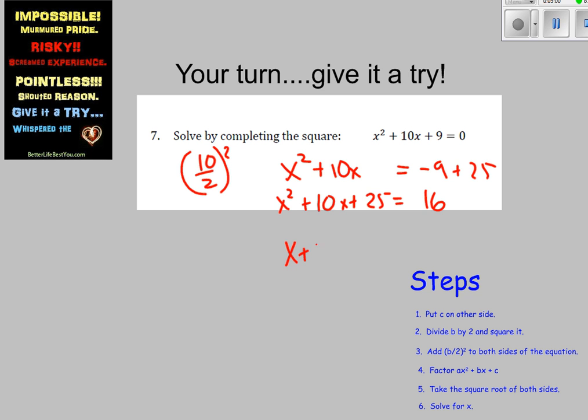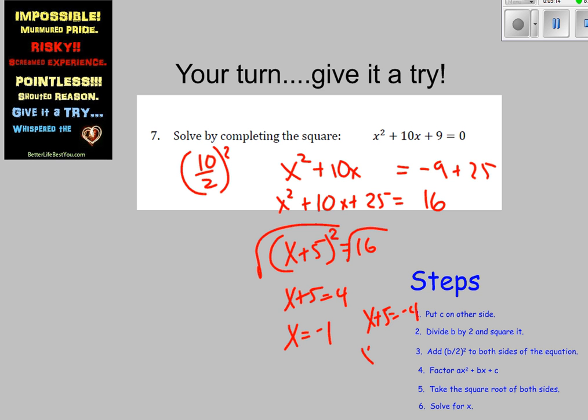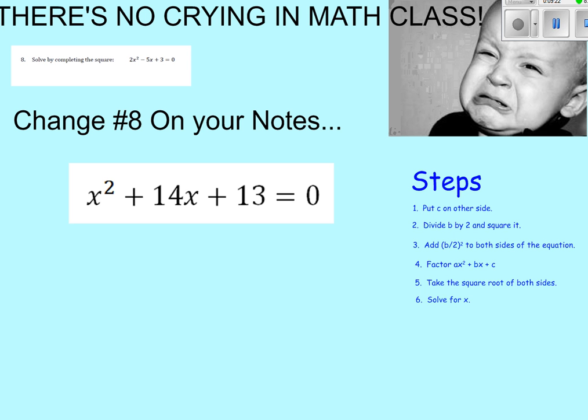So this is going to be x plus 5 squared. So x plus 5 equals 4, and x plus 5 equals negative 4. So x is going to equal negative 1, x is going to equal negative 9. There's my answer. Negative 1, negative 9. So taking a look. Change number 8 on your notes to this thing.